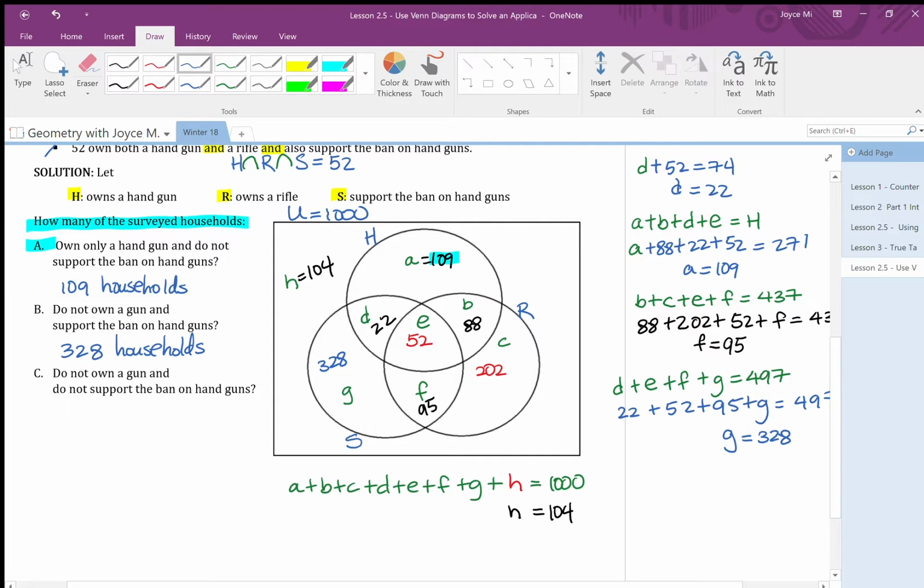Part C. How many of the surveyed households do not own a gun and do not support the ban on handguns? Doesn't own a gun and doesn't support the ban, so they are outside of those circles. So that is 104. So 104 households.